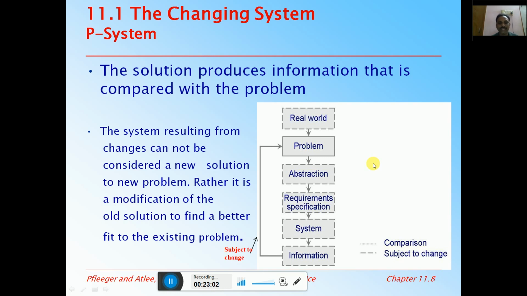But whenever it is in S systems, it is a completely new problem. The system resulting from changes cannot be considered a new solution to a new problem. So whenever you are making changes to the system in P systems, it means it is not a completely new problem. We are doing it better and making some enhancements to the existing system. But in the case of S systems, you are making a new solution for a new problem, not an enhancement. It is a completely new problem in the S type system, but in the P system you are enhancing the existing system.